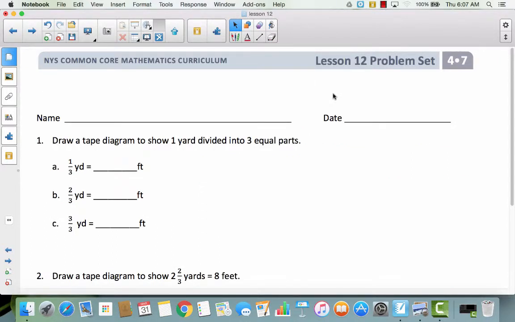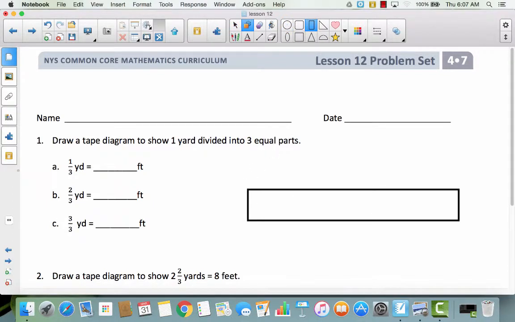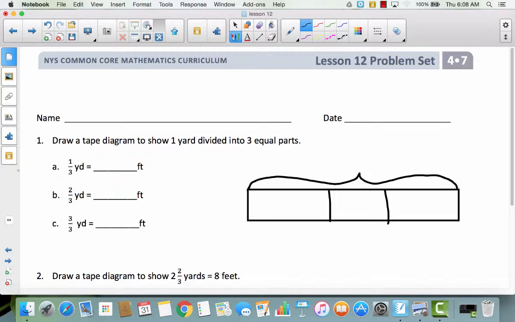All right, so first of all, we're going to use a tape diagram to model how we can show 1 yard divided into 3 equal parts. So I'm going to go ahead and draw a tape diagram here. I'm going to make it fair size, and then I'm going to divide it into 3 equal parts. Okay, so because this tape diagram represents 1 yard, I'm going to label this 1 yard.